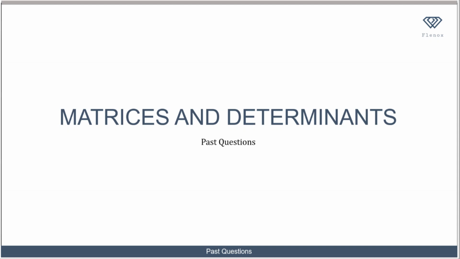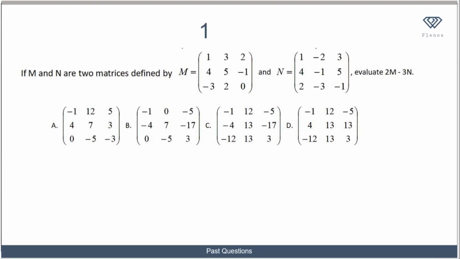So now let's apply the concepts that we've learned to solve some past questions. So number one, we are told that if M and N are two matrices defined by M is equal to this and N is equal to this, we should evaluate 2M minus 3N.